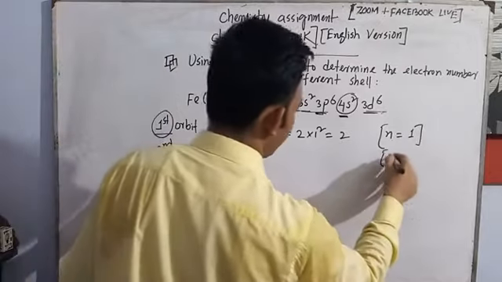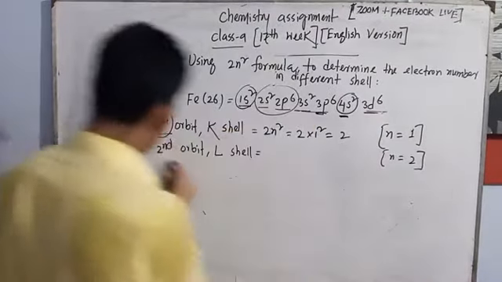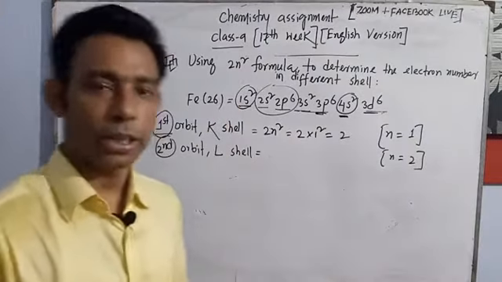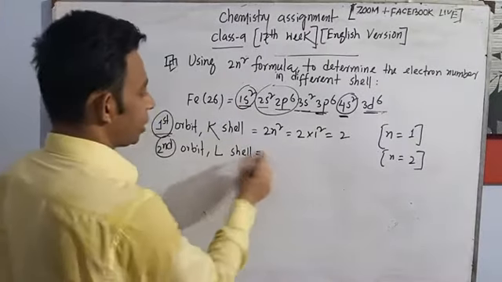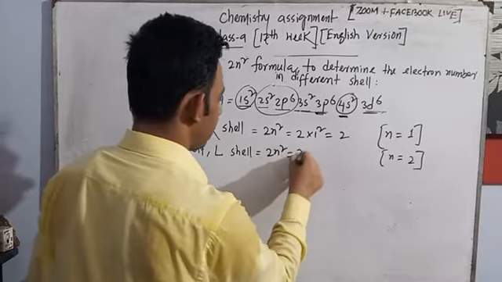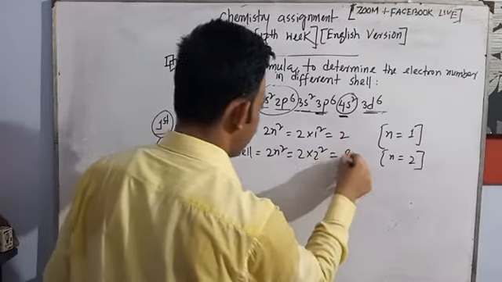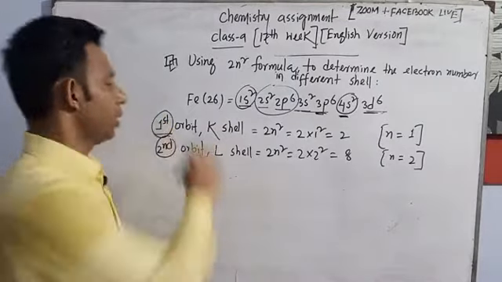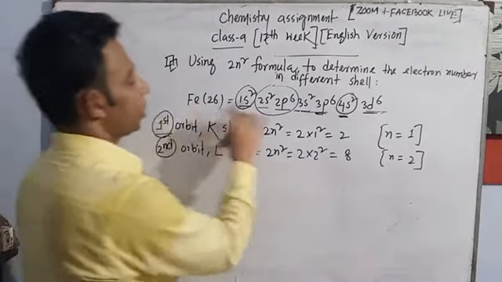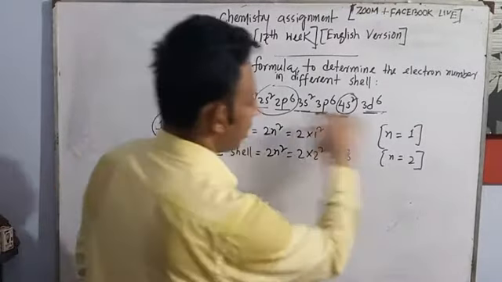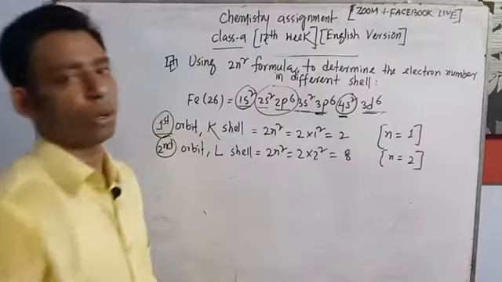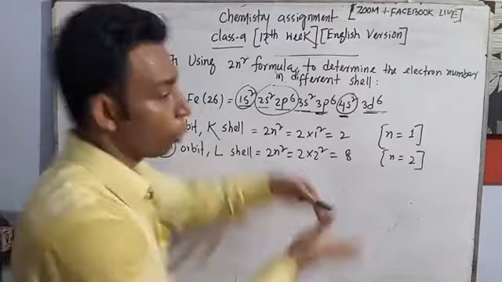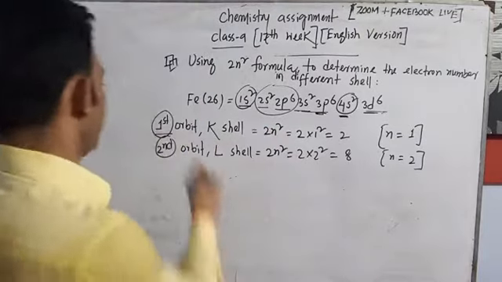Second orbit or energy level, L shell. So n value of 2. Why 2? Since it is the second. n equal to 2. So L shell 2n square, that means 2 into 2 square equal to 8. These are the number of electrons. You can write accordingly or make a chart: orbit number, shell number, formula, number of electrons, and principal quantum number. By your own innovation, or you can follow this one also.